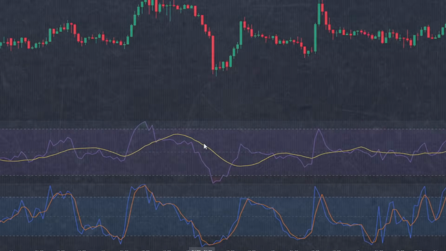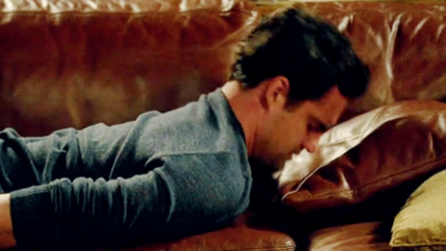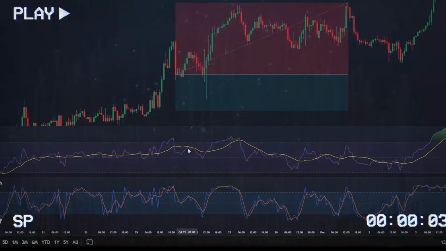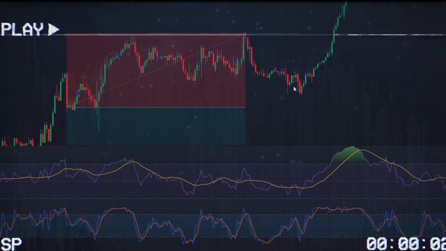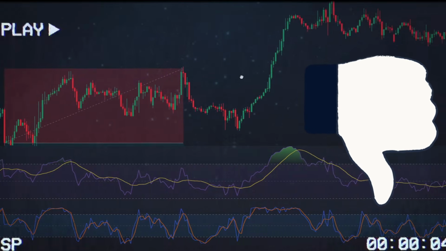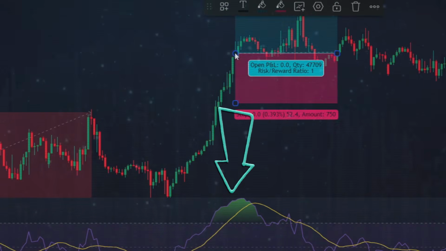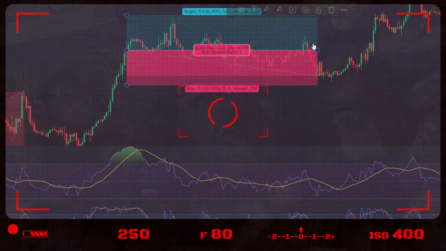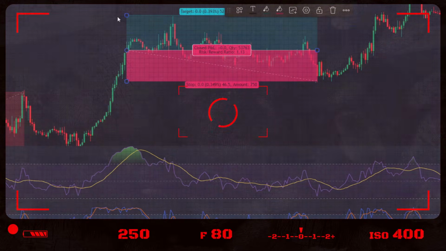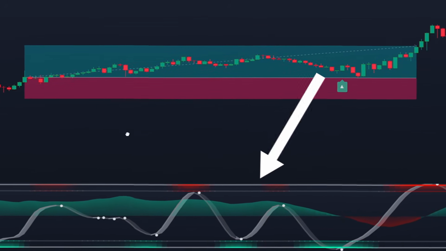If you've ever used a normal RSI or a basic stochastic, you already know how frustrating it can get. In slow markets, they look fine, but the moment volatility kicks in, those indicators completely lose their meaning. They stay stuck in overbought or oversold while price keeps moving, and you end up entering too early, too late, or right before price runs against you. That's the exact problem this indicator is designed to solve.